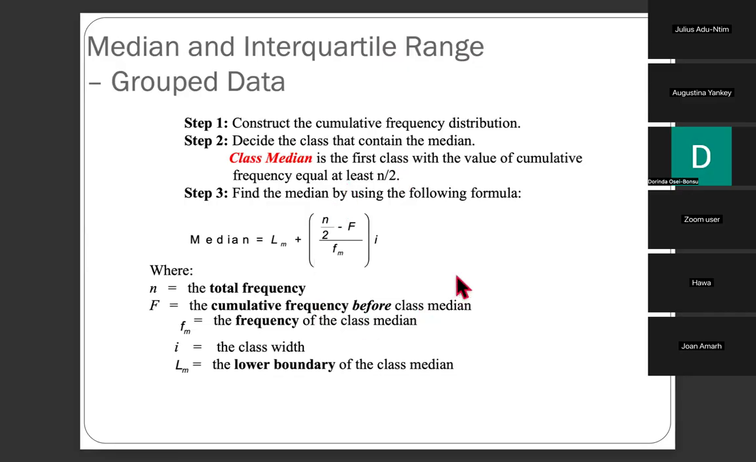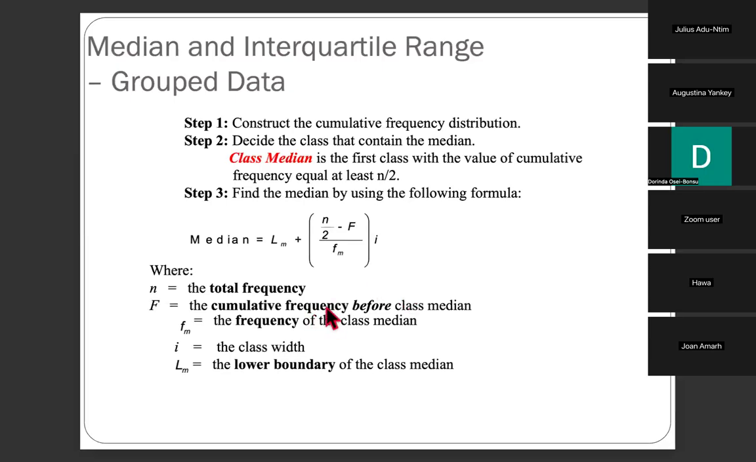So now let's look at how we can find the median. The median in the group data can be found with this expression. What are these values? This LM here is the lower boundary of the median class. This N is the total number of observations.